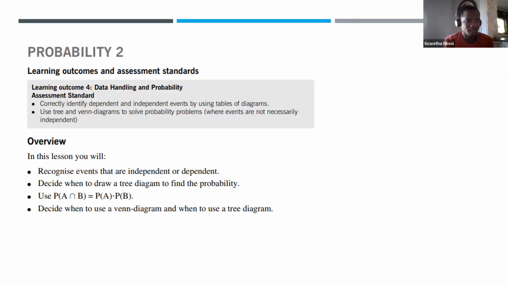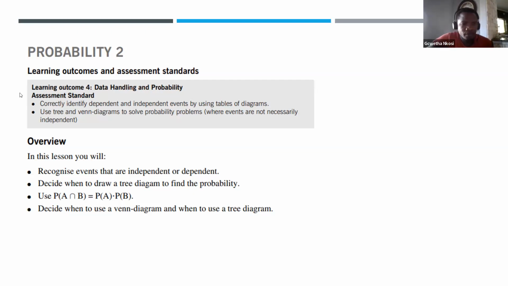Now, let us look at this one. We're looking at data handling and probability. What we will be looking at here is to correctly identify dependent and independent events by using tables or diagrams, and to use tree diagrams and Venn diagrams to solve problems where events are not necessarily independent. So these are the things that you should bear in mind.